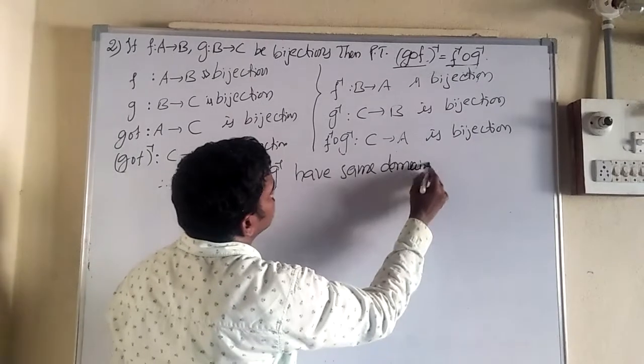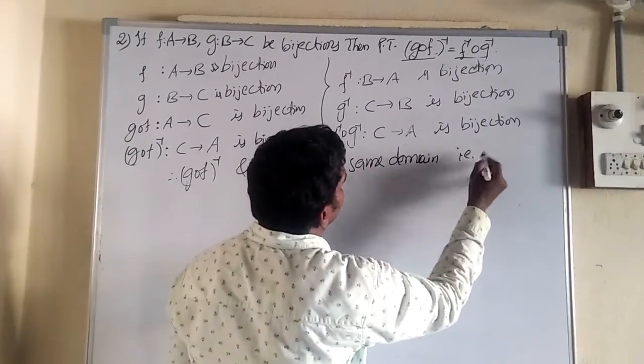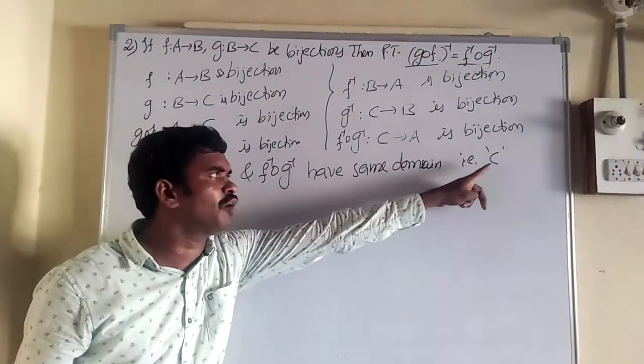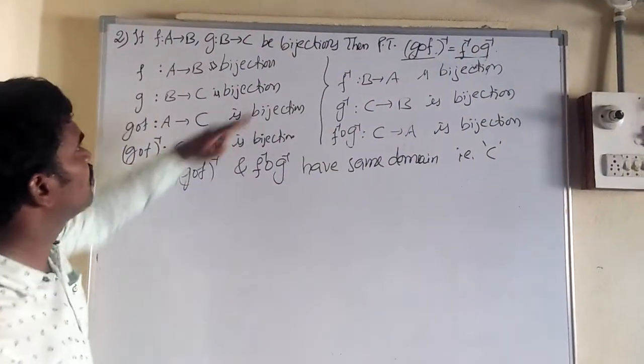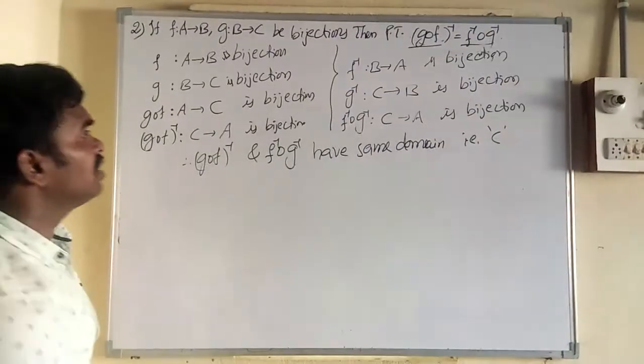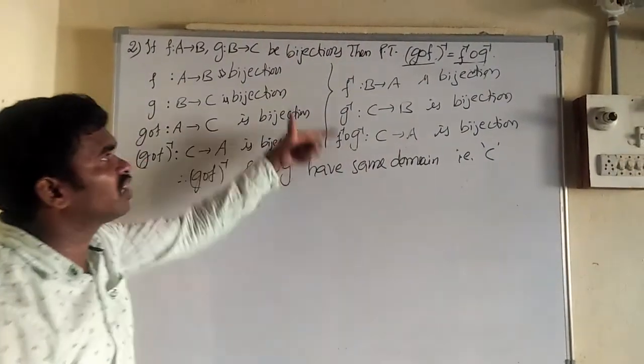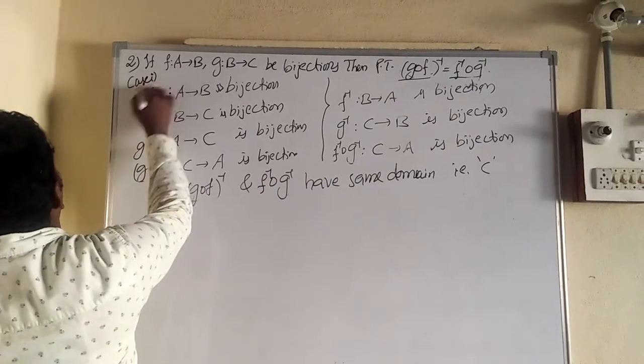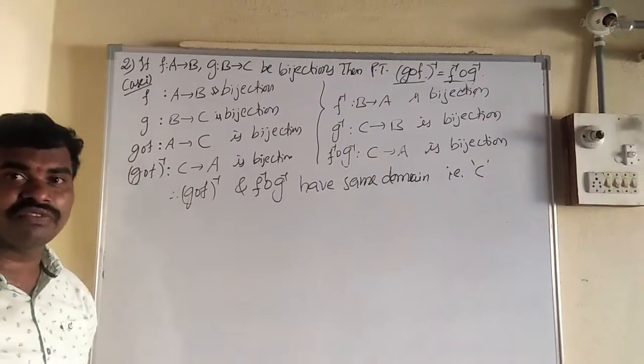50% is completed. That is the domain C. What is that common domain? C. Okay, 50% completed. For this you will get 3 marks. Okay, this is case 1. 50% complete means, what is the other 50%?